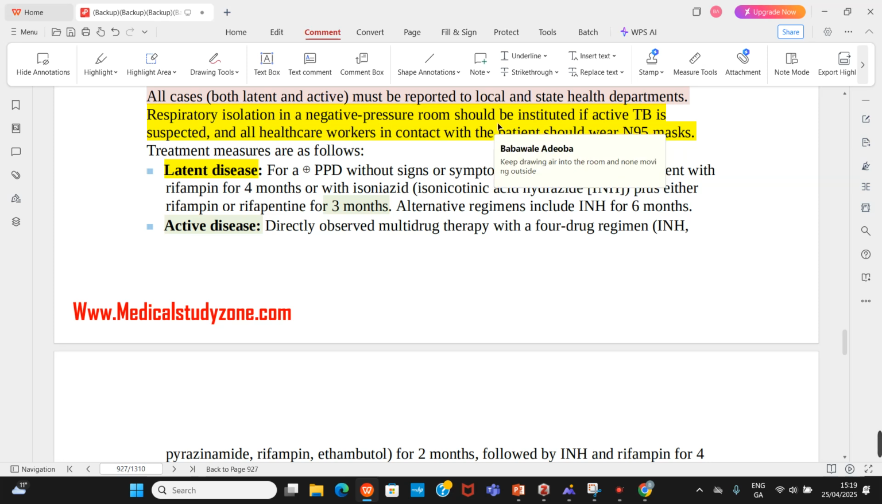If you are using only rifampin, it will take 4 months. If you are using only isoniazid, it will take 6 months. So you can actually combine, or give them singly. Single rifampin 4 months, single isoniazid 6 months, combination 3 months.